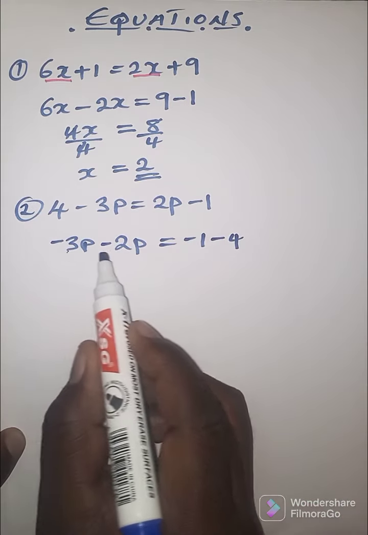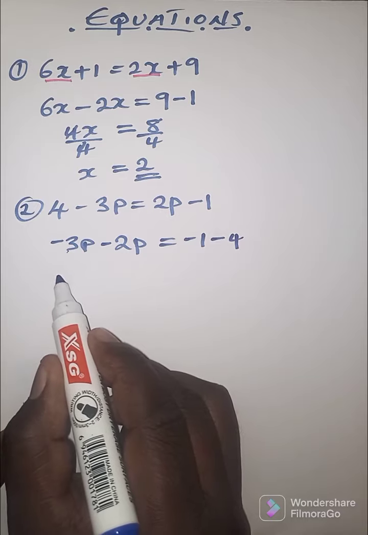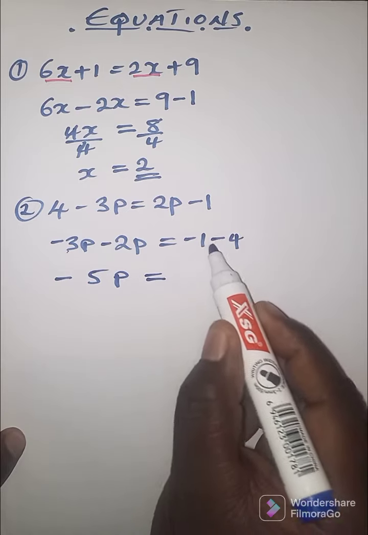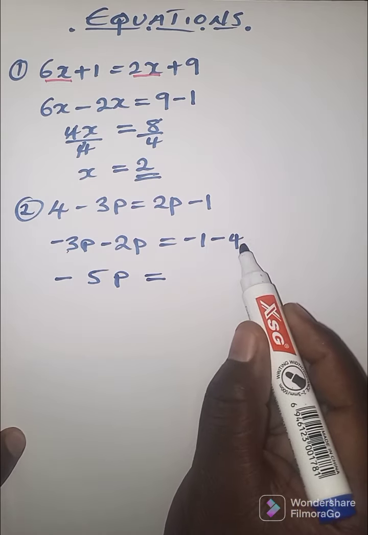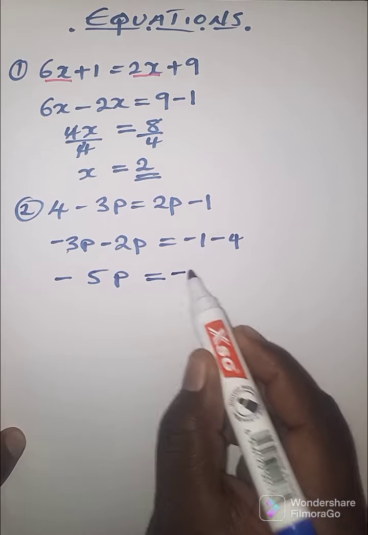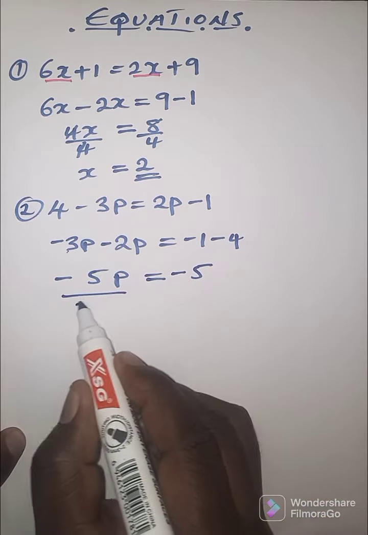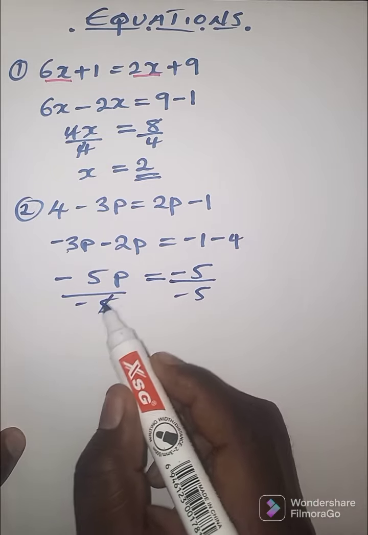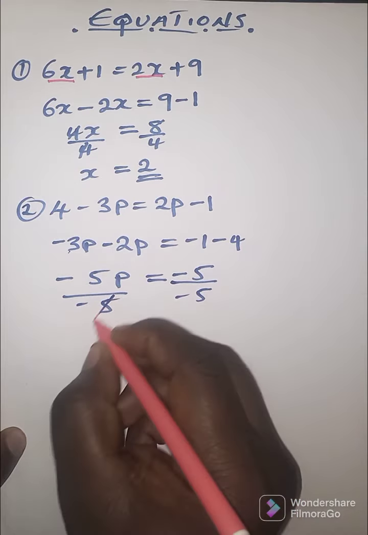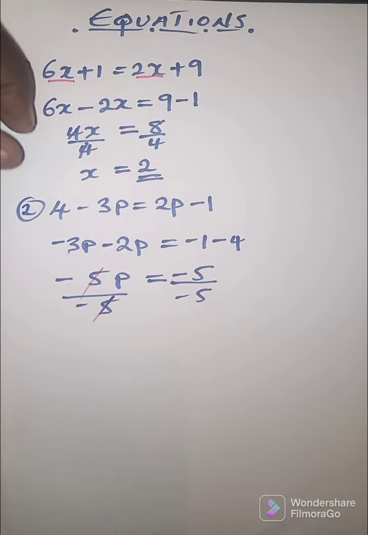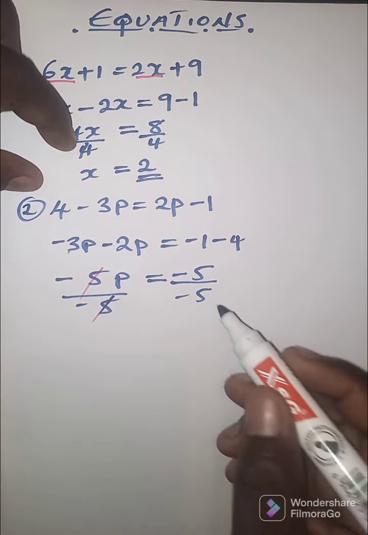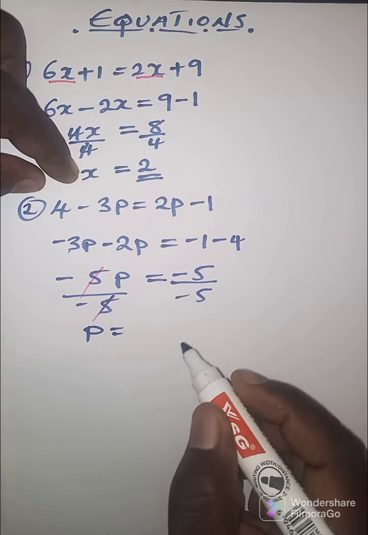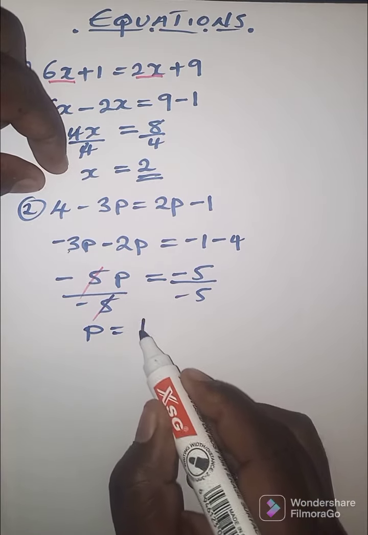So what is minus 3p minus 2p? You will realize that this will simplify into a minus 5p is equal to, what is minus 1 minus 4? This will also simplify into a minus 5. So if we divide both sides by minus 5, this 5 here and that 5 there, and this minus 5 into minus 5 will just give us a 1. So you see that here the value of p is simply equal to 1.